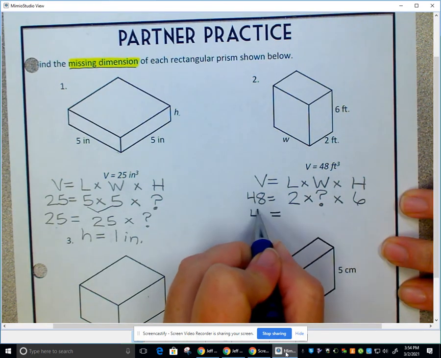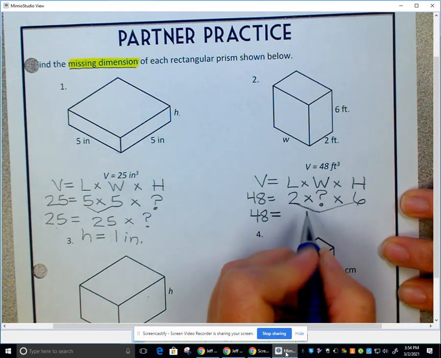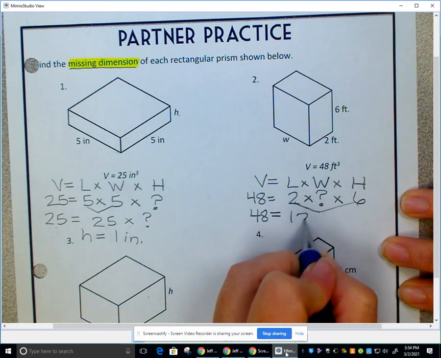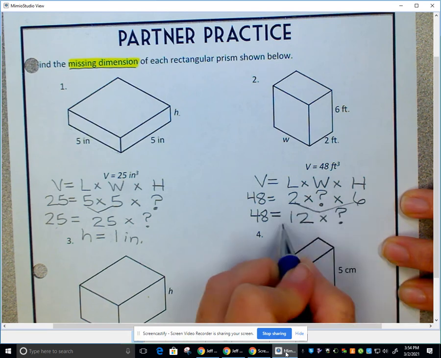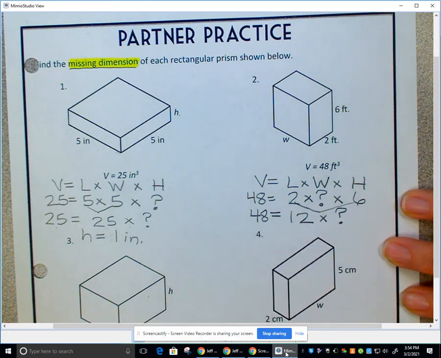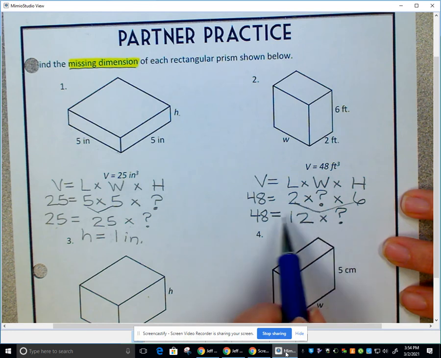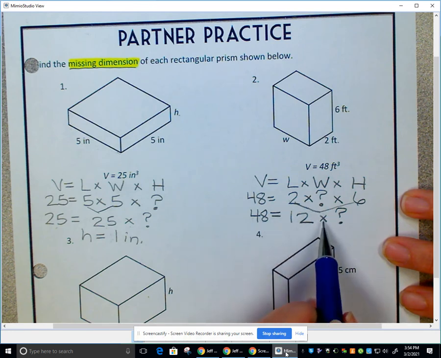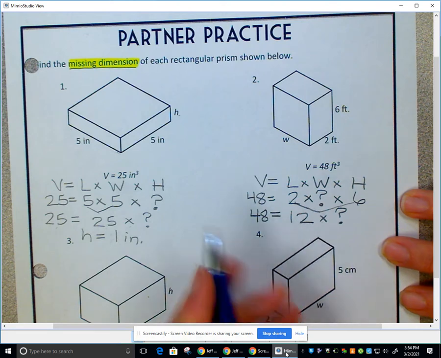So I've got 48 here, and I'm going to grab the 2 and the 6 and multiply them. 2 times 6 is 12. So 12 times this is going to give me 48. If you didn't know 12 times what, remember what I said you could do to these. Since we're multiplying, do the opposite. Say 48 divided by 12.